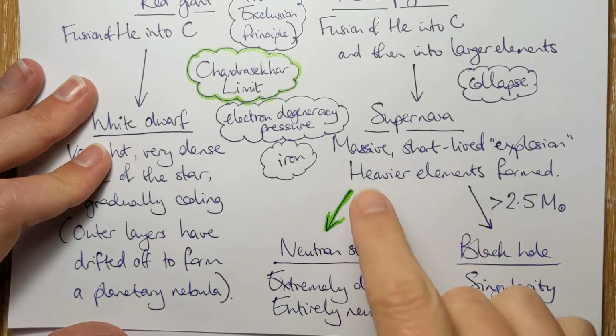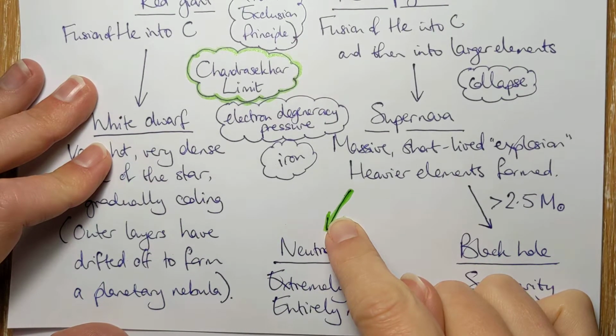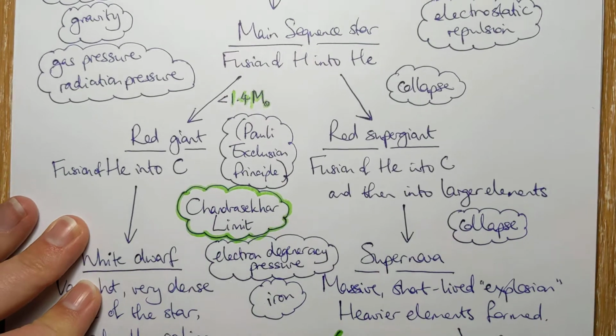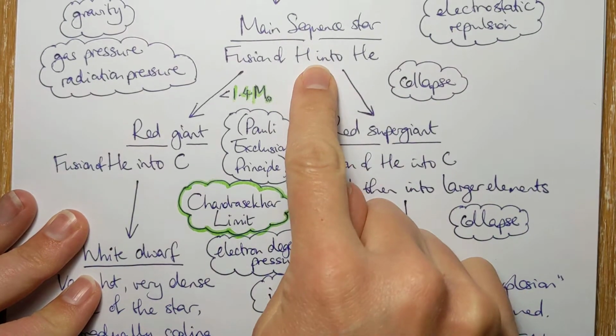This last video today, we're looking at what's happening here when the remnants of a supernova become a neutron star. So how do we end up here? Well, we've got to go all the way back up to the end of the main sequence.